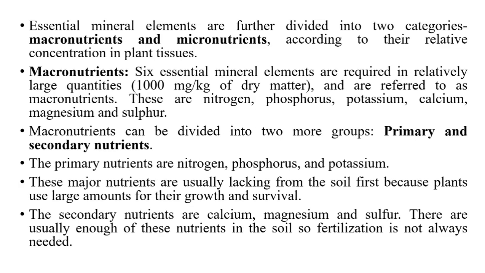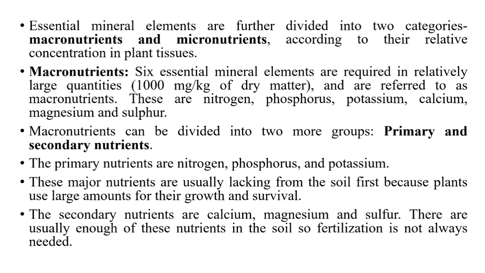Okay, then essential elements can be divided into two categories. One is macronutrient, one is micronutrient. What is a macronutrient? There are 6 mineral elements which are required in relatively large quantities and are referred to as macronutrients. And what are those macronutrients? Nitrogen, phosphorus, potassium, NPK, then calcium, magnesium and sulfur. Calcium Ca, magnesium Mg, sulfur S. So these are 6 macronutrients.